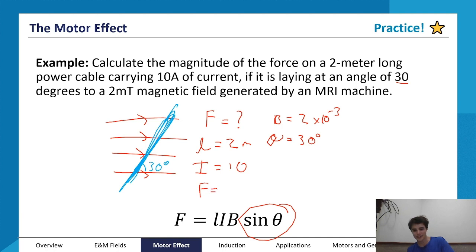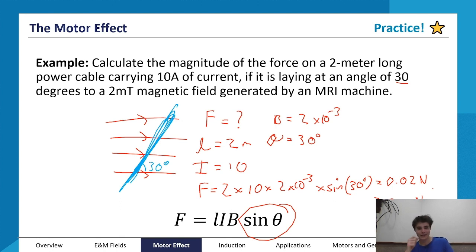So we can say our force is equal to our length, which is 2 meters, times our current, which is 10 amps, times our magnetic field strength, which is 2 times 10 to the negative 3, times sine of the angle, which is 30 degrees. You can chuck all of that into your calculator. You get 2 times 10 times 2 times 10 to the negative 3 times sine of 30, which if you do all of that, you end up with 0.02. Remember, it's a force, so it's measured in newtons. We could also write this as 20 millinewtons as well. And that is going to be our force.